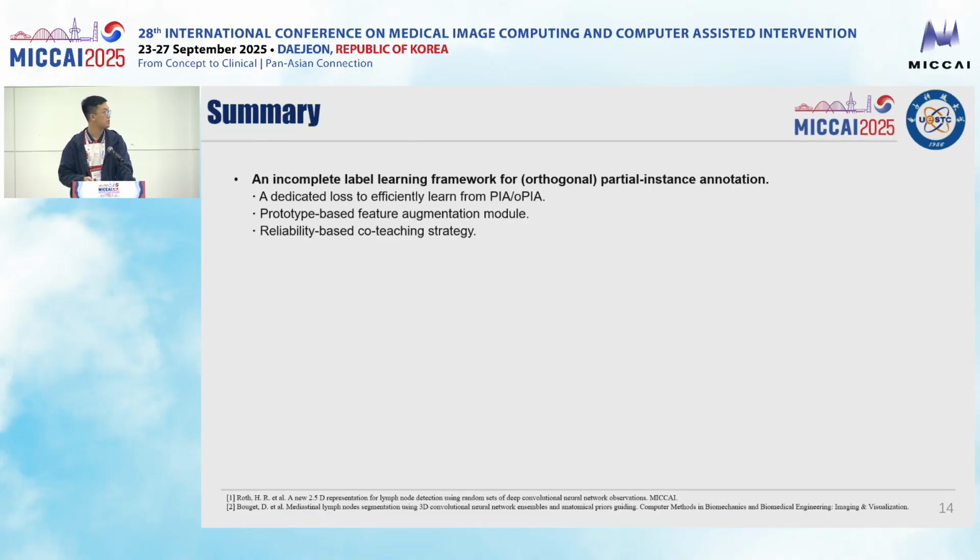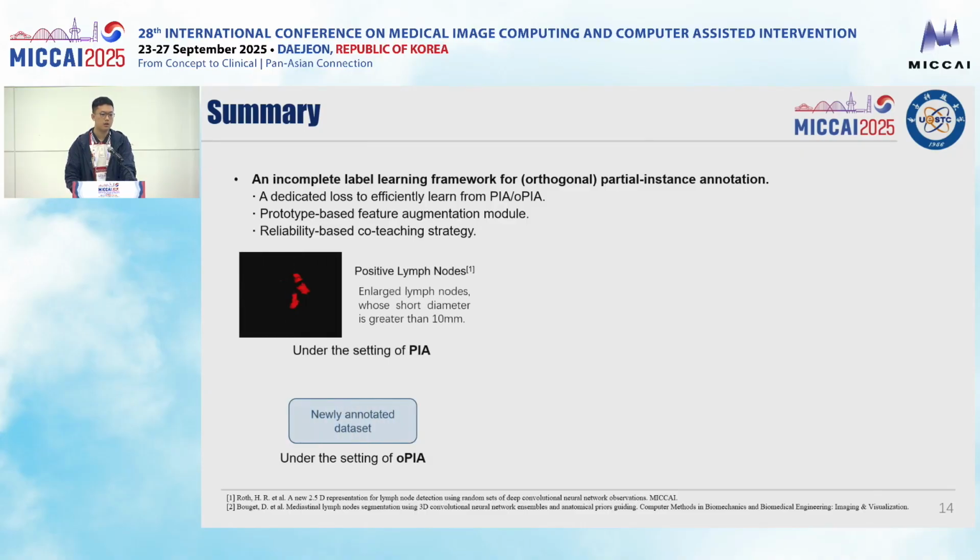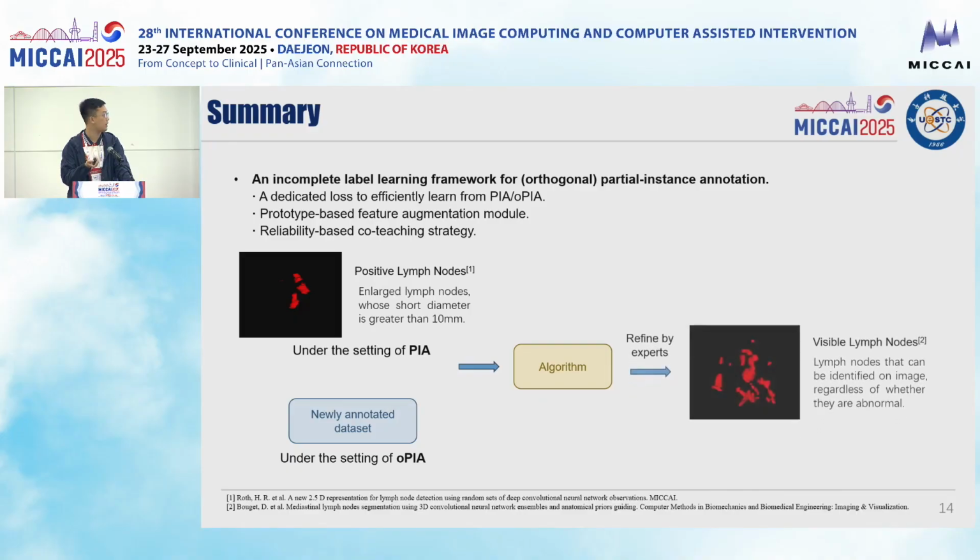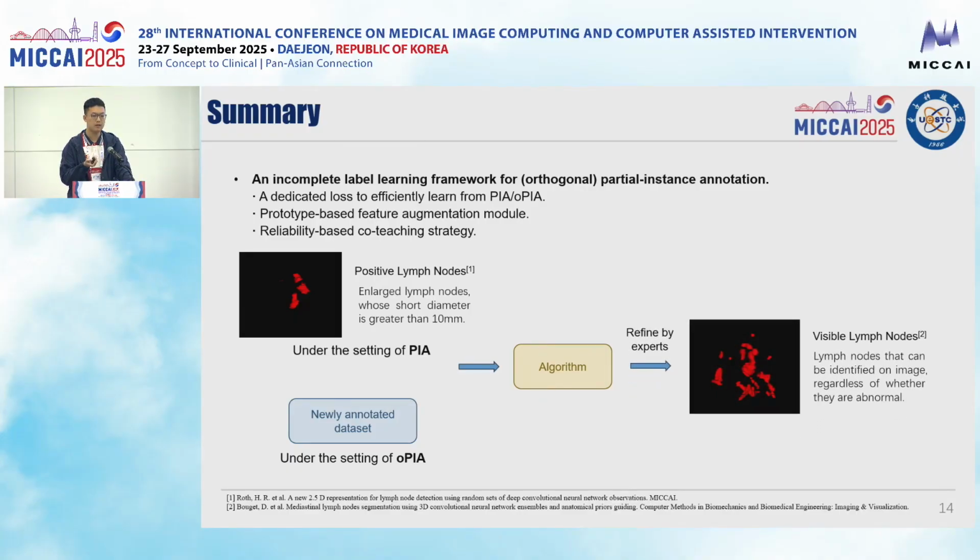To summarize, we propose an incomplete labeled learning framework for both orthogonal partial instance annotation and partial instance annotation. And for the usage of our algorithm, with previous datasets that only labeled the positive lymph nodes, it can be run under the two settings. And after the algorithm's output is refined by the experts, we can get visible lymph flows.